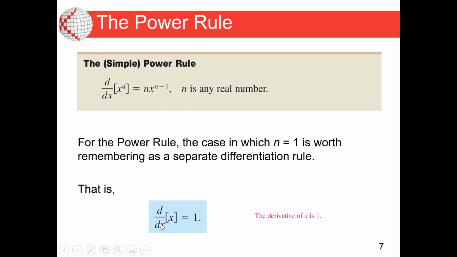Now, if we have the derivative of x, which means x is raised to the power 1, the answer will be 1. The reason why we are using the same rule here, since 1 is the exponent, we multiply 1 by x, which will give us x. Now, the exponent is 1, so 1 minus 1 will be 0. So x to the power 0 will give us 1. As we know in college algebra, any value or any variable raised to the power 0 is 1.